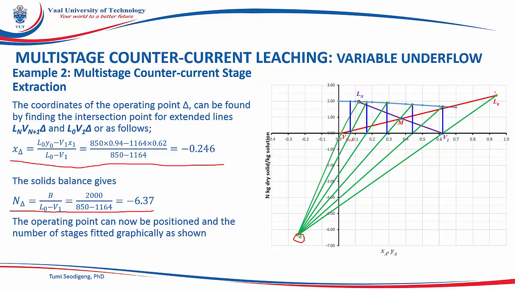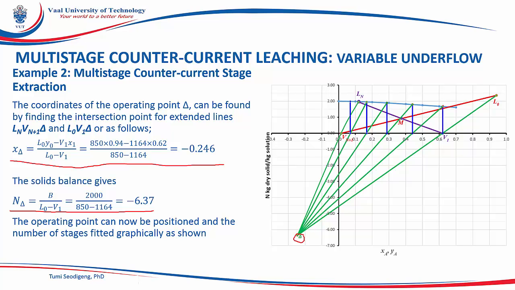You can just start doing your stepping off. You know that you draw the first line L0 V1 delta, where it intersects the x-axis. It is your V1 point. Your V1 point is in equilibrium and lies on the same tie line with L1.